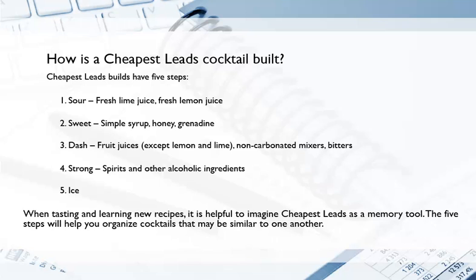And finally, ice. When you're tasting and learning the new recipes behind your bar, it is helpful to imagine Cheapest Leads as a memory tool. The 5 steps will help you organize cocktails that may be similar to one another.